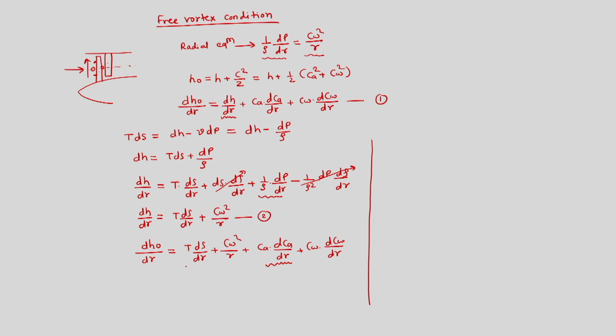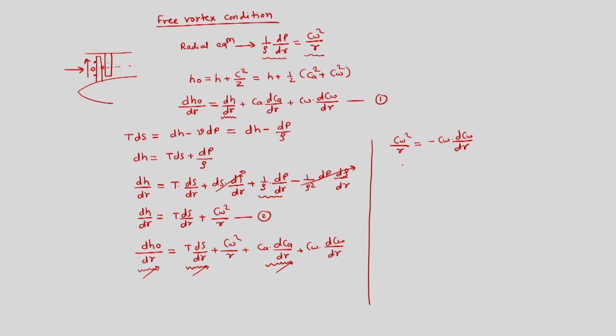Further, we are considering subsonic compressors, so there is no entropy variation in R direction. So these two terms would get cancelled. Further, we are also considering that dH naught by dr is negligible, which says that we are having equal amount of work taken by the compressor at different heights. So considering these terms to be negligible with respect to the other two terms, we get Cw square upon R is equal to minus Cw into dCw by dr.